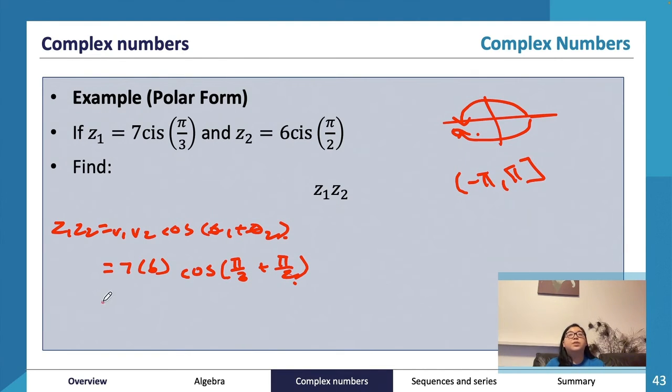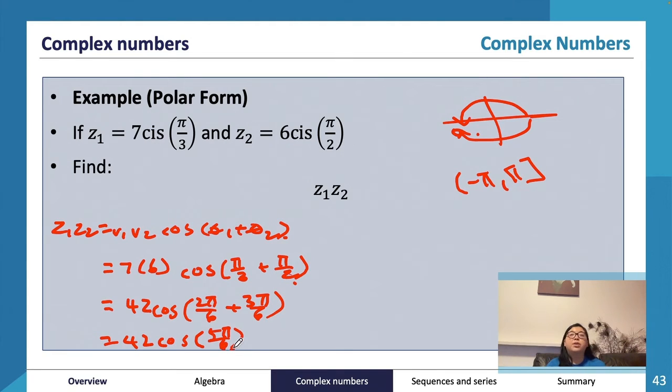But for this one, it's not much of an issue, so we can just say that's 42, because this is 2 pi on 6, and this is plus 3 pi on 6. So we'll get that this is going to be equivalent to 42 cos 5 pi on 6.